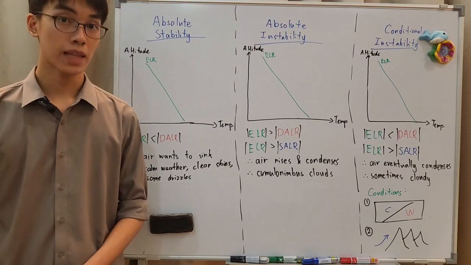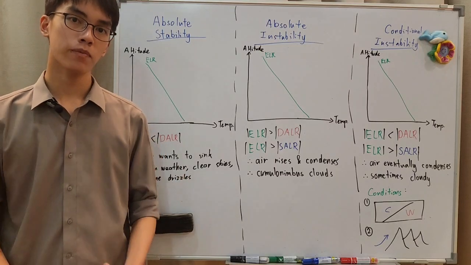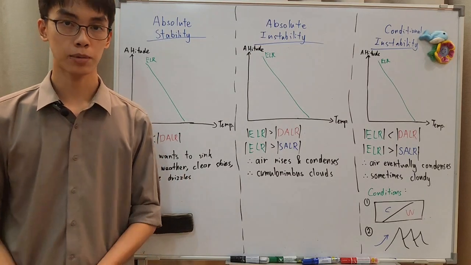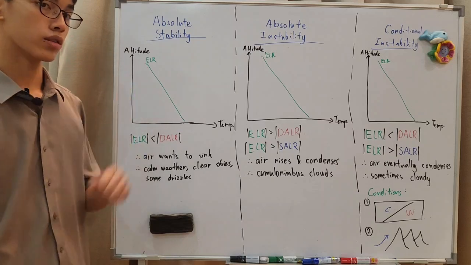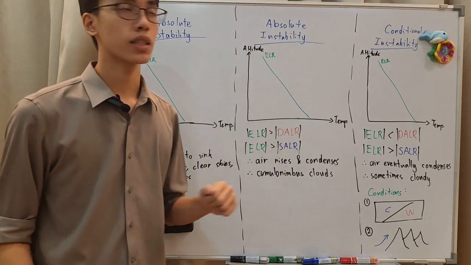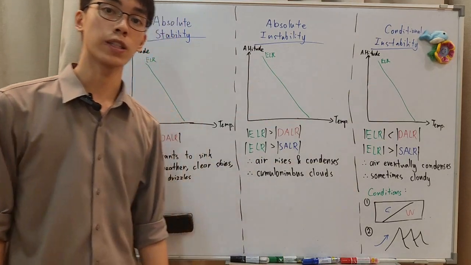So last video we talked about lapse rates, and this video goes in depth on them, talking about the variations in lapse rates. So number one, you have absolute stability, absolute instability, and lastly, conditional instability.